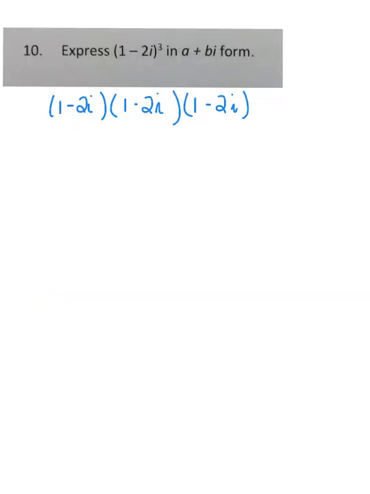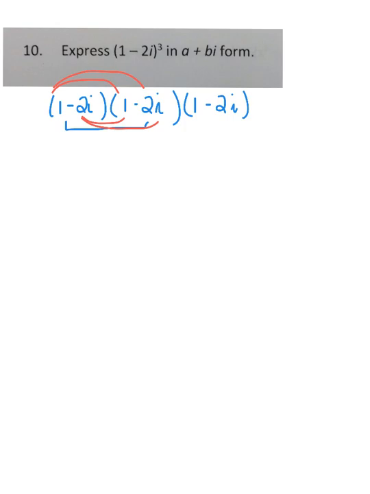When something is cubed, that means you write that quantity 3 times and multiply it. So I'm going to start with just multiplying these two right here. So I'm going to double distribute. At first, I'm going to distribute the 1 through, and then after that, I'll distribute the negative 2i through. All right, so why don't we try that?